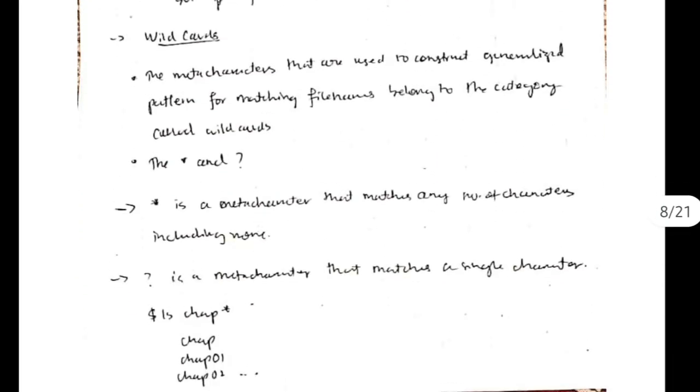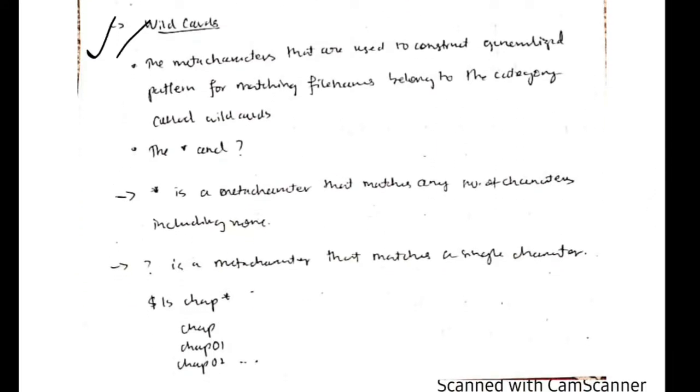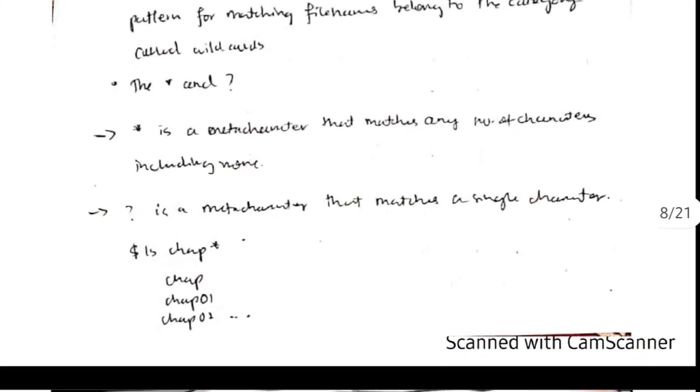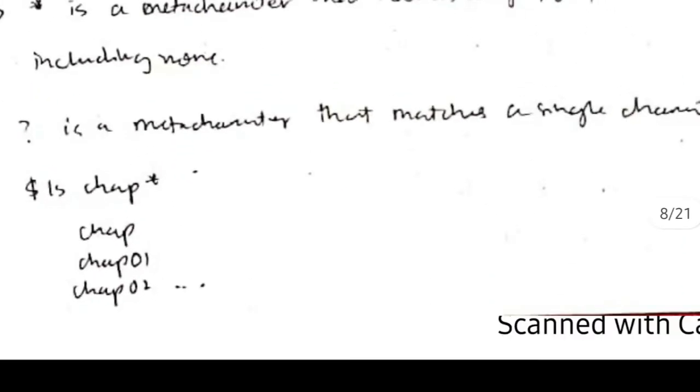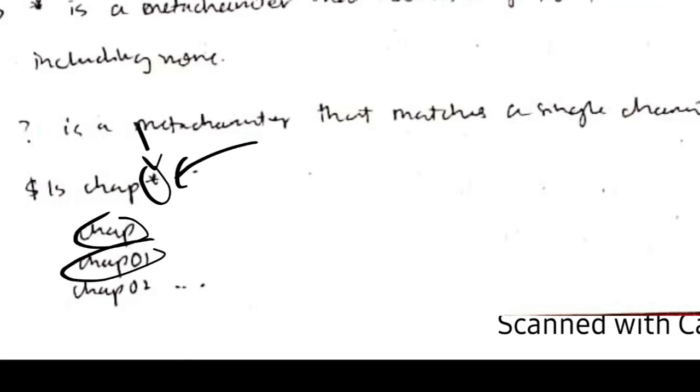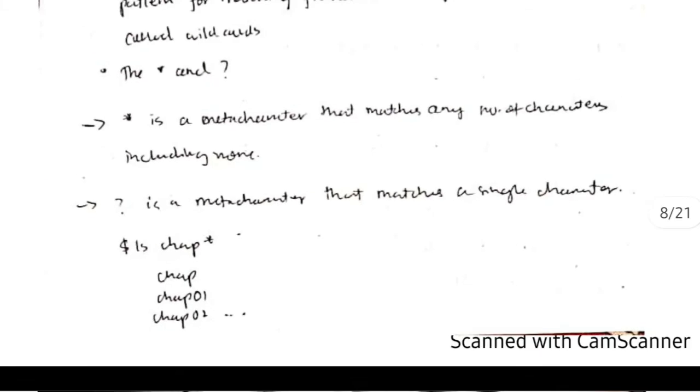Okay, and what are wildcards? This is also very important. There are 2 wildcards: star and the question mark. If you have to search for a particular pattern, star and question mark are used. For example, the star can represent any number of characters, and it can be empty also. chap* can match chap, chap01, and chap02, where the star represents 01 or 02. In that way you can search for different names.